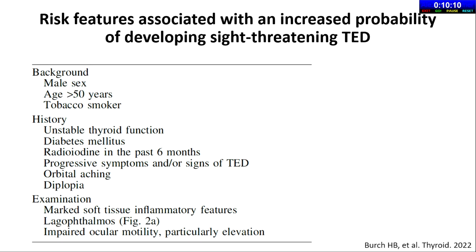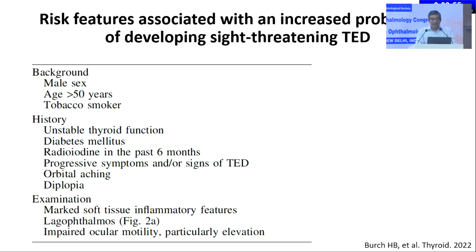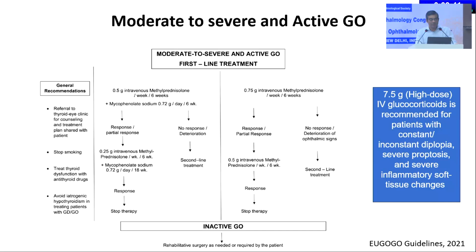These are the risk factors. If it is a male, age more than 50 years, the patient has got some radioiodine treatment for thyroid in the past 6 months, or there are some severe features to suggest orbitopathy involvement like lagophthalmos, motility restriction, then the patient is at high risk of sight-threatening disease, and these patients need to be followed up at regular intervals, maybe 4 weeks or even less, 2 to 4 weeks, depending upon the number of risk factors present in a particular patient in this baseline situation.